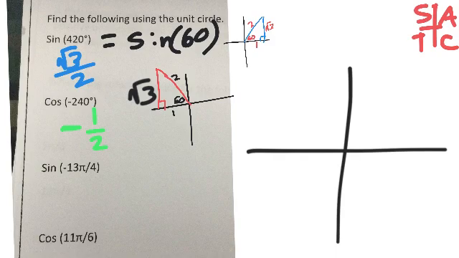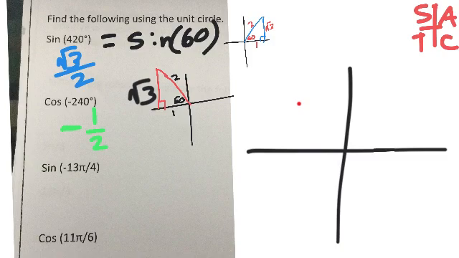Okay, next, sine of negative 13 pi over 4. I know pi over 4 is equal to 45 degrees, and I'm rotating in the negative direction. So I would go through and go 1 pi over 4, 2 pi over 4, 3 pi over 4, 4 pi over 4, and so on up to 13 pi over 4, which puts me in the second quadrant. That would be the way I would think about that.